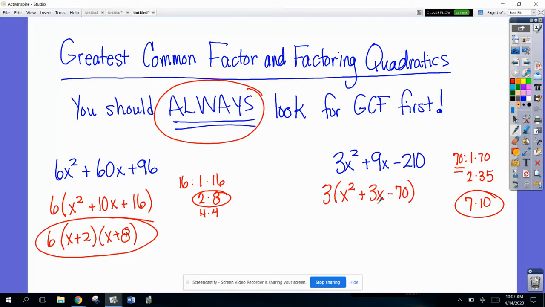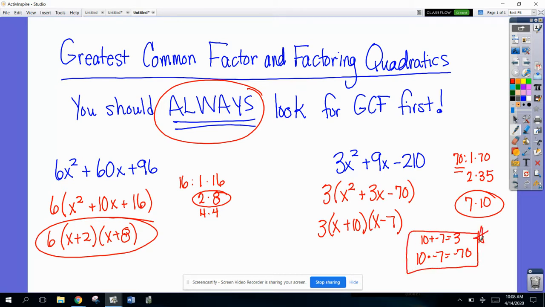But I want a positive 3. So I want x plus 10 and x minus 7, and then I'm going to check. 10 plus negative 7 gives me 3, and 10 times negative 7 gives you negative 70. That's what I have. I have a positive 3 and a negative 70. And this part right here, by the end, you should start doing this in your head. You don't really have to write it down.